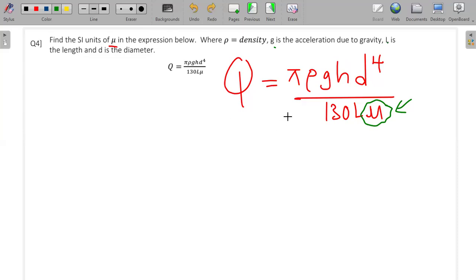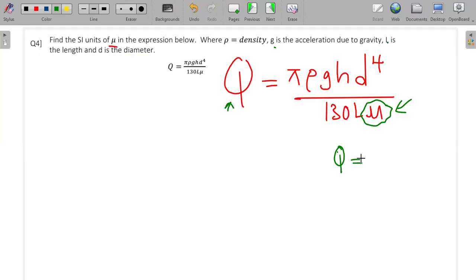So this formula here is the formula for what we call the Hagen-Poiseuille equation. Okay, so the Hagen-Poiseuille equation is given by that. So maybe I should orient you on what all these things mean. So this Q here in this equation represents what we call the volume flow rate. So Q represents the volume flow rate.